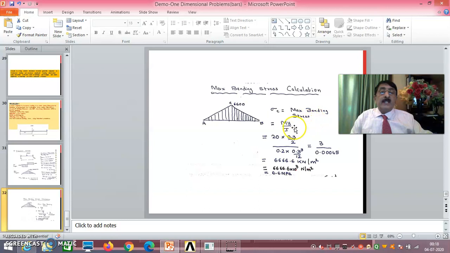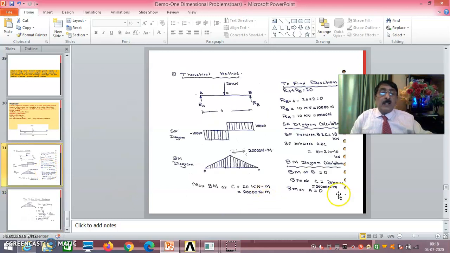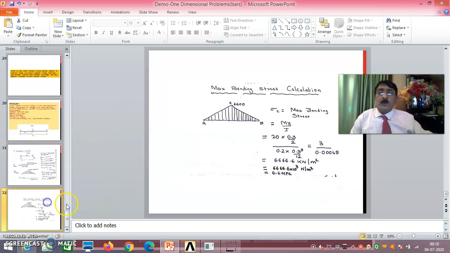Maximum bending stress is M into Y by I. M is the bending moment, the maximum bending moment, because we are taking maximum bending stress. As you have seen in the previous slide, it is 20 kilonewton meter or 20,000 Newton meter, whatever you put. Y is 0.3 by 2, because the depth of the beam is 0.3 and width is 0.2. I is BD cube by 12, 0.2 into 0.3 cube by 12. You get like this.